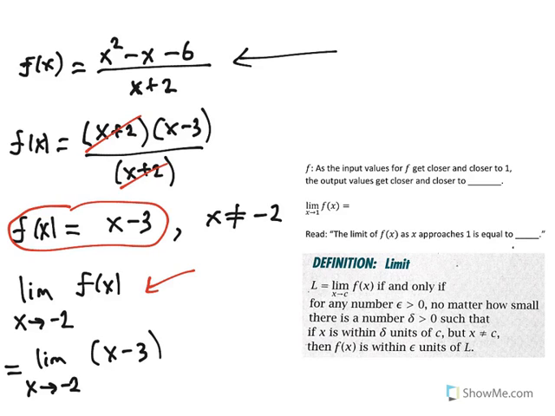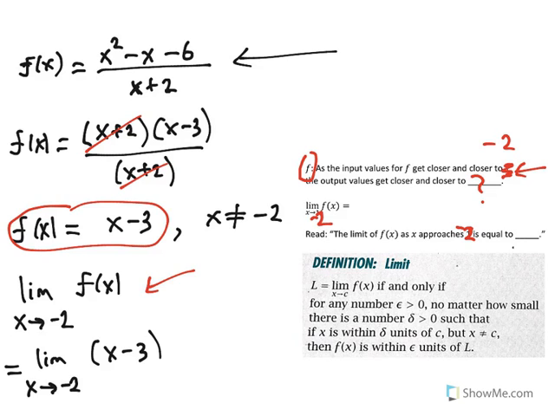And the reason why we can do that substitution for the function f with the simplified version is because when we take the limit of f as x approaches negative 2, our conceptual understanding of what a limit is began by thinking about it as you see here. As the input values for the function f get closer and closer to, in our particular case here, negative 2, the output values get closer and closer to what number?